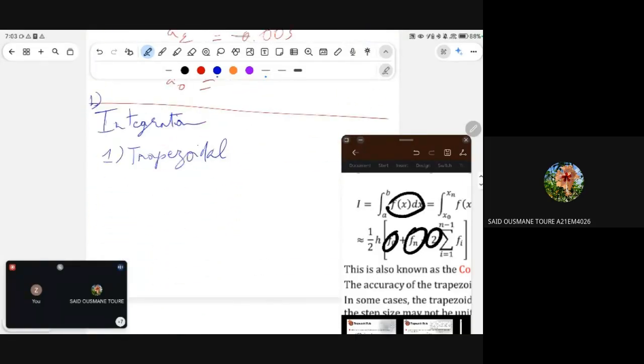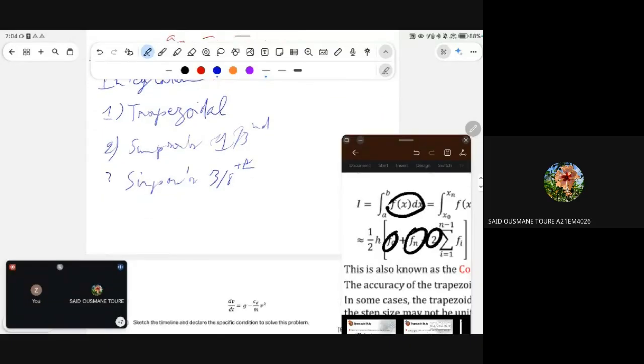So now again, back to trapezoidal. You have trapezoidal, you have Simpson's 1/3, and which one to use depends on the number of x that you are given, basically. And Simpson's 3/8. What this really means, we'll get into it soon. So number 3, and then lastly you have Gauss.